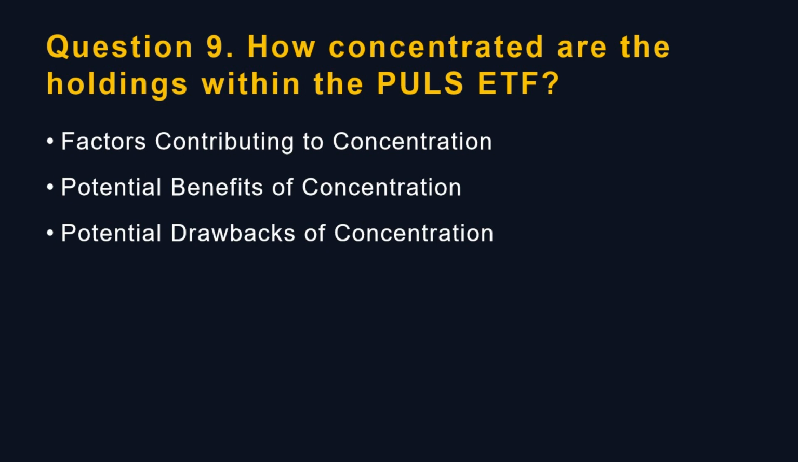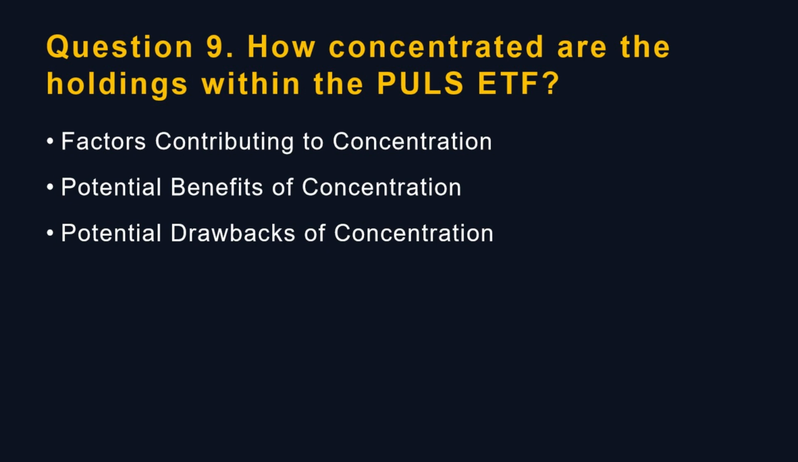Question 9. How concentrated are the holdings within the PULS ETF? The concentration of holdings within the PULS ETF, PGIM Ultra Short Bond ETF, can vary to some extent, but it generally has a higher concentration compared to many other ETFs due to its specific investment strategy. Here's a breakdown of the factors influencing concentration.